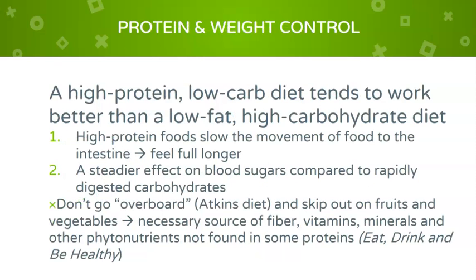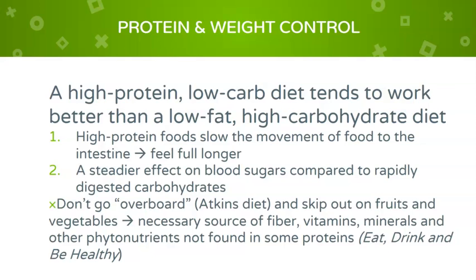Okay, this is coming from the book, from page 146. A higher protein, lower refined carbs diet, and I'd like to add the word refined carbs, tends to work better than a lower fat, high carbohydrate diet. Higher protein foods are going to allow us to feel full for longer. They're going to have a steadier effect on our blood sugar, so we're not going to have that diabetes effect.